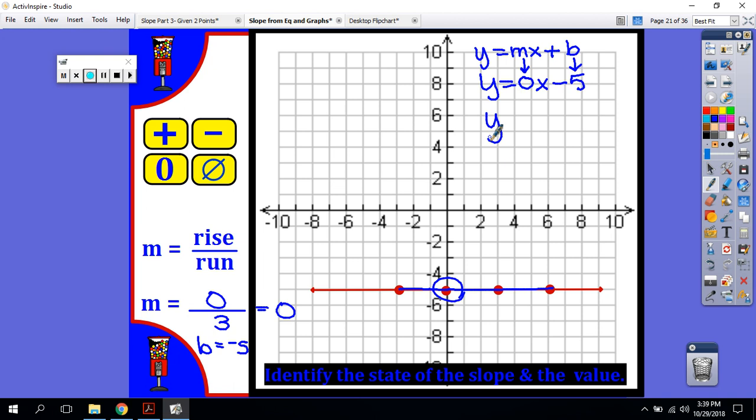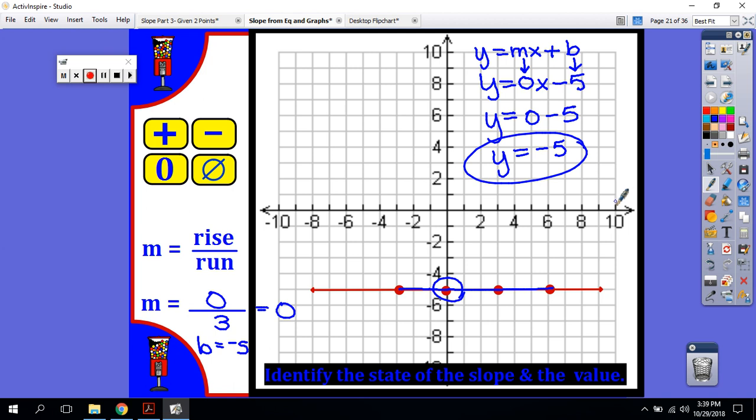Now we need to simplify it. We need to clean it up. What part can we clean up? The 0. What's the 0 times x going to give us? Just 0. So now we have y equals 0 minus 5. Can we still simplify even further? Yeah. What is 0 minus 5? -5. So the equation for this line is y equals -5.